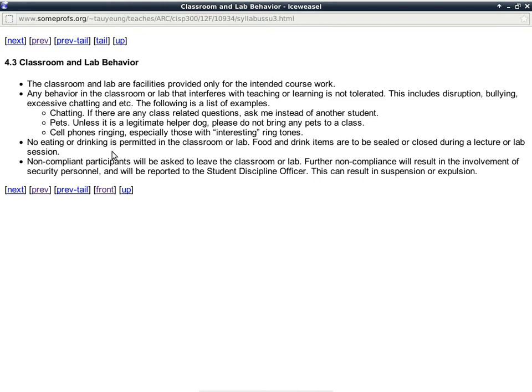No eating or drinking, except for just plain drinking water. No soda, coffee, or anything that can stain or is greasy or sticky. But just plain drinking water is okay. Non-compliant students will be asked to leave the classroom, and further non-compliance will result in the involvement of security personnel.